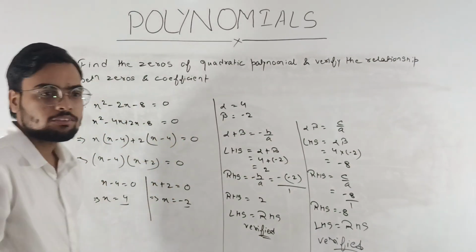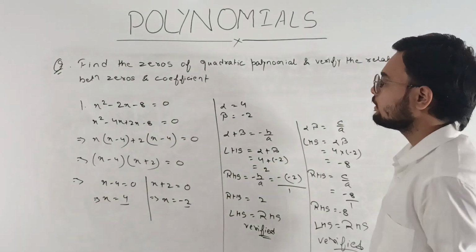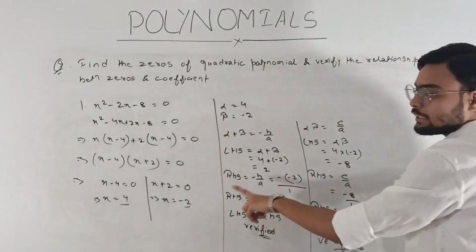Understood? What I did first: the question is asking to find the zeros of the polynomial and verify the relationship between zeros and coefficients. First I found the zeros by factorization by splitting the middle term.